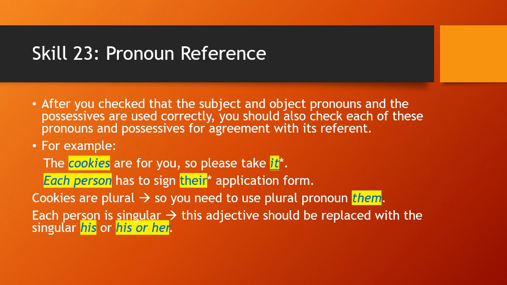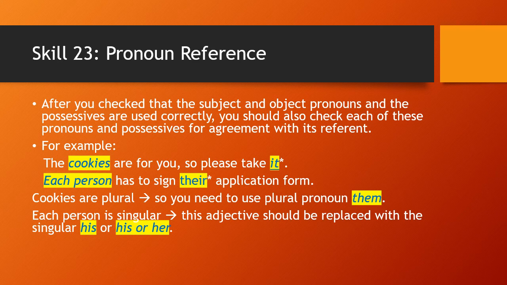Let's take an example here. The cookies are for you. The noun is cookies. The cookies are for you, so please take it. This one should not be it because cookies are plural. So this one should be them. The cookies are for you, so please take them. So it here is incorrect. You have to make sure that the referent and the pronoun agree with each other.